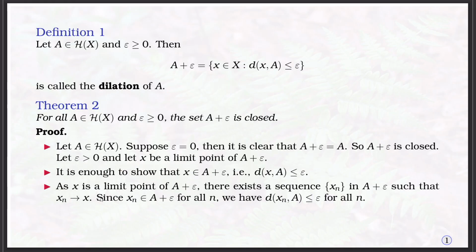As x is a limit point of A plus epsilon, therefore there exists a sequence xn in A plus epsilon such that this sequence converges to the point x. Since xn belongs to A plus epsilon for all n, we have the distance between xn and A is less than or equal to epsilon for all n, because the sequence is taken from the dilation of A.